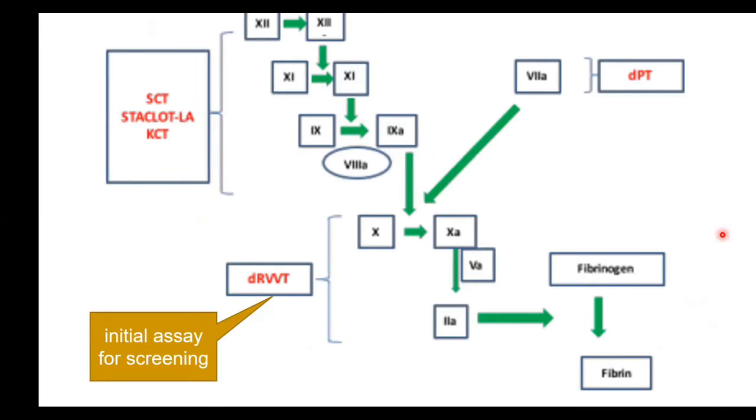So just a brief overview of the various screening tests which are available and how they test for phospholipid sensitivity. DRVV basically tests this part where action on factor 10 is there. Then StaClot and KCT check for phospholipids in this limb. Then a diluted prothrombin time tests the extrinsic pathway and its dependence on phospholipids. So these are the various areas tested by these various screening tests.